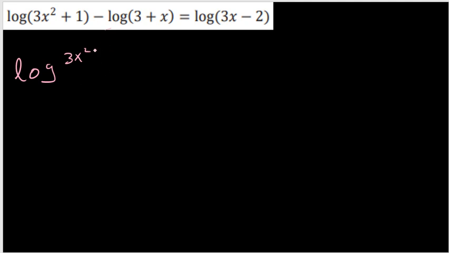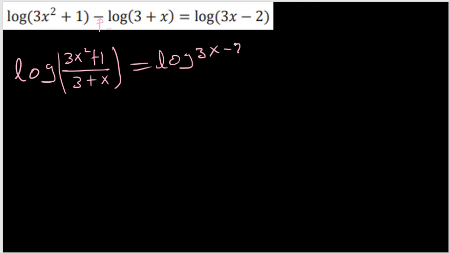Yeah, (3x² + 1)/(3 + x). Okay, I can't write it over because it's minus. In case of minus, we have to make it divide. If it is plus, I will multiply. So it is equal to the logarithm of the right side, nothing will be changed, log(3x − 2) to the base 10.